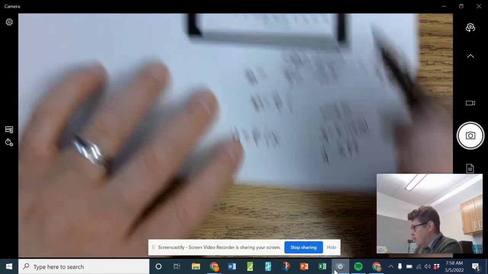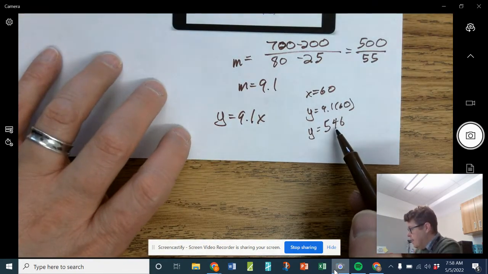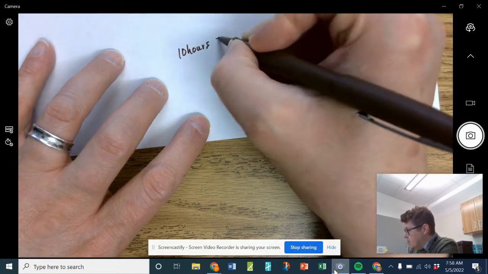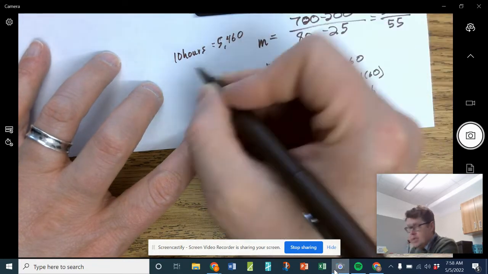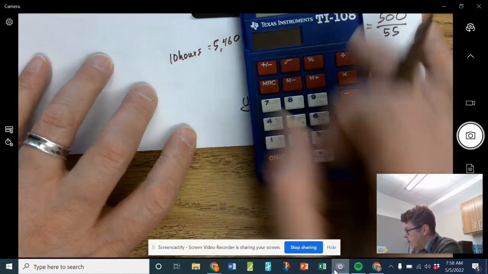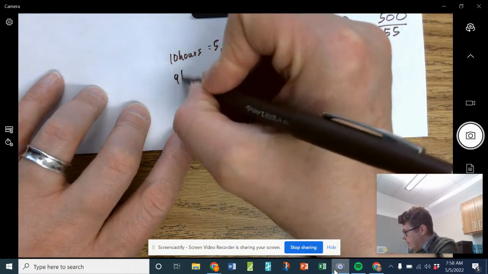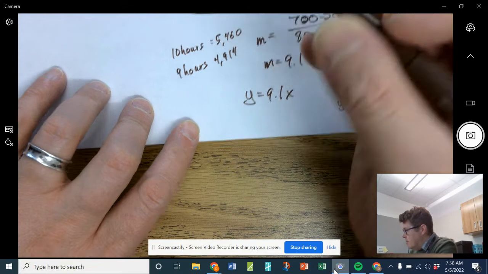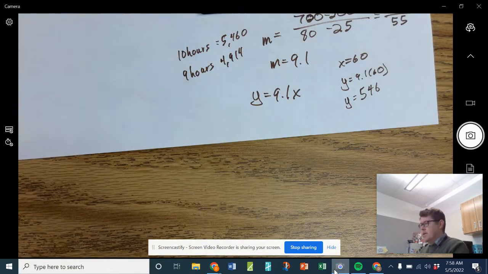And we want to see how long it'll take him to do 5,000. Well, if we take this and multiply it by 10 hours, that gets us to 5,460, which is too much. If we put in 9 hours instead, 546 times 9, he gets to 4,914. So 9 hours is 4,914. So it's in between there. So let's say about 9.5 hours. Actually, just over 9 hours is how long it would take him.